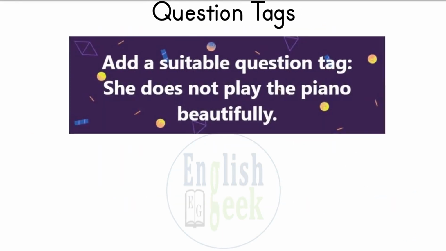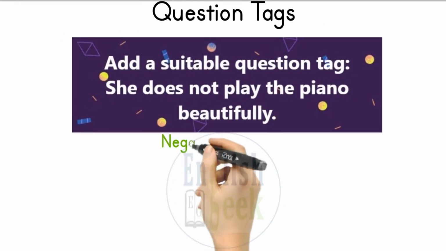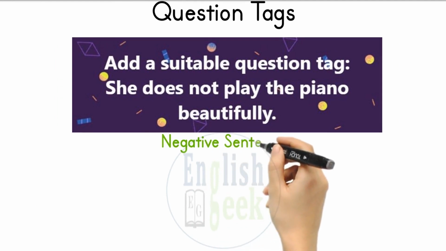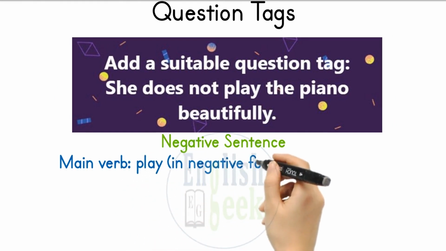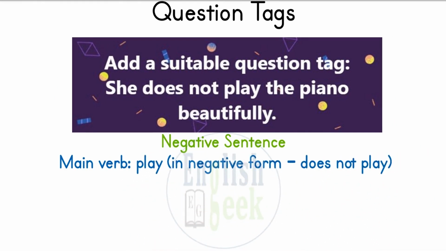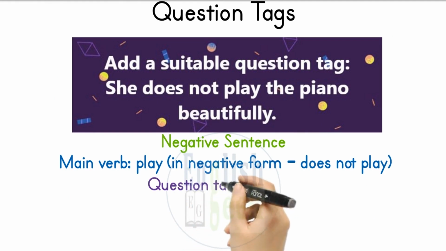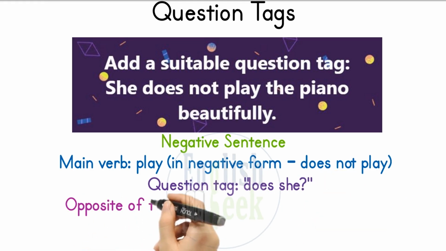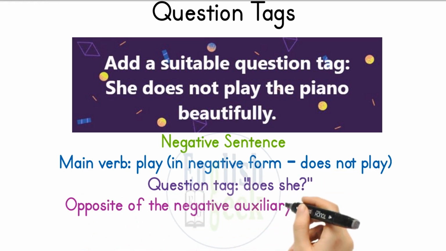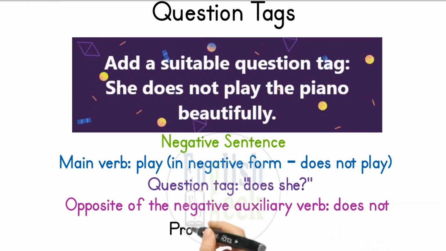The given sentence, "She does not play the piano beautifully," is a negative sentence. Here, the main verb is play in its negative form, does not play. The question tag, "does she?" is formed by taking the opposite of the negative auxiliary verb, does not, and adding the pronoun she.